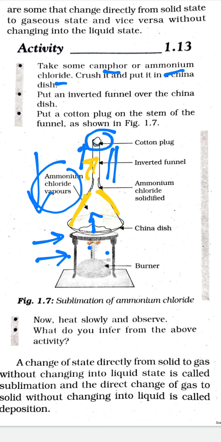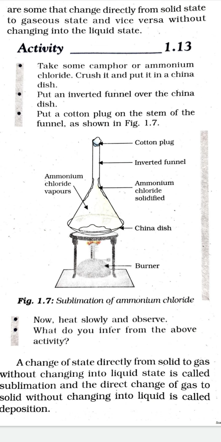So once the experiment is completed, we have the ammonium chloride sublimed or turned into the solid state around the stem of the funnel as well as here in this funnel area, right? We have a question here, and that is, why do we put a cotton plug here in the stem of the funnel? The answer is, when the vapors of ammonium chloride are formed, they may escape out through the stem of the funnel. So to block their escape, we plug this stem of the funnel with the cotton.